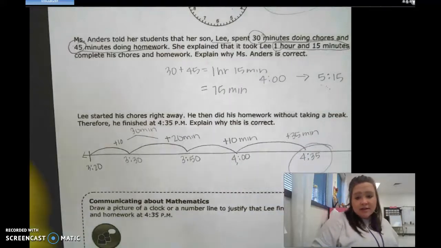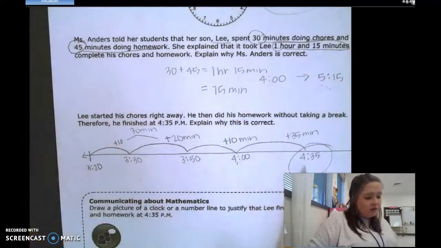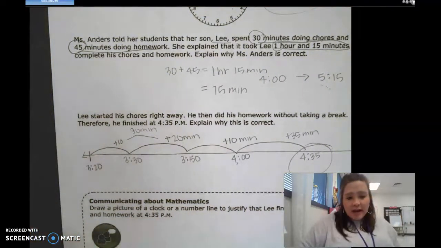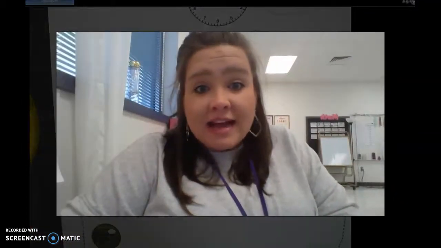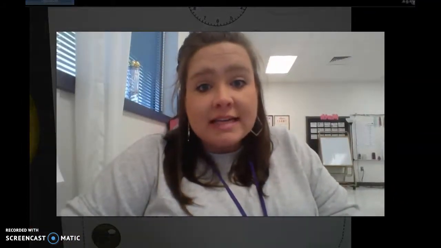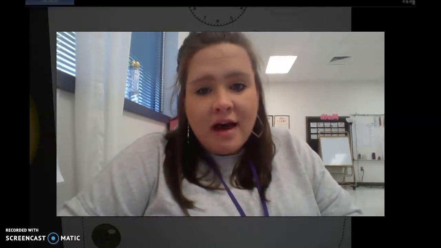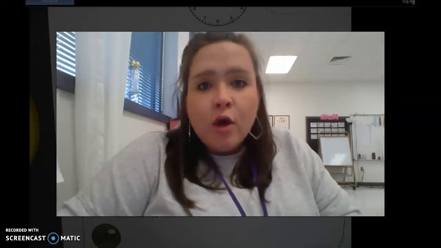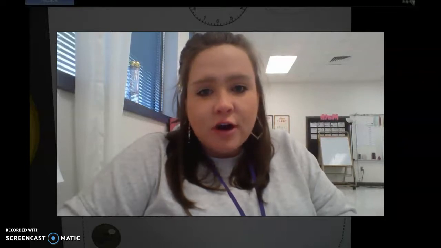So we modeled it using our clock, and we modeled it using our number line. All right? We are going to have some more practice with this next week. And then next week, you guys are going to be taking your unit assessment over measurement. Remember, if you're needing help, you need to hop on office hours or ask your teacher for assistance.